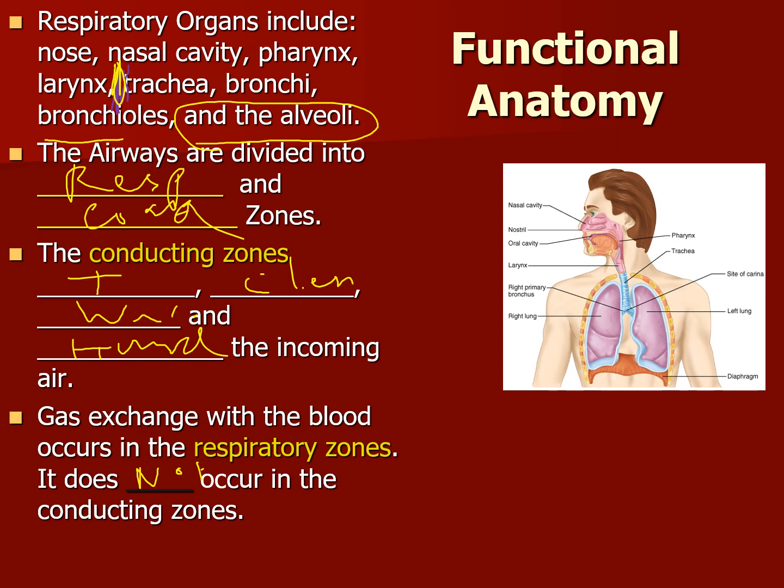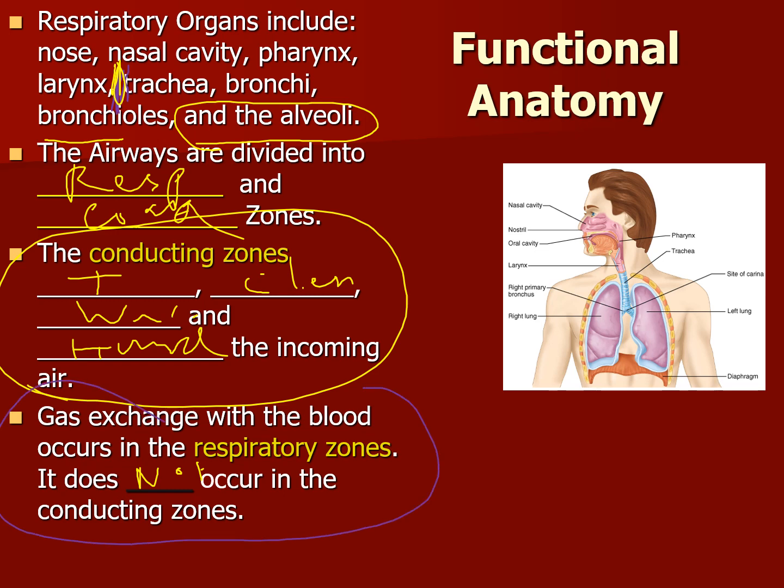So we have different functions. One of them is to transport, clean, warm, and humidify. The other one's purpose is to actually exchange the CO2 and the O2. They have different purposes. That's why they're going to have different anatomies, right? The conducting zone has pseudostratified ciliated columnar epithelium for the most part to filter, heat, humidify, and so on and so forth.